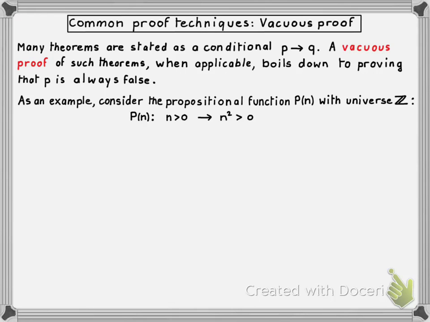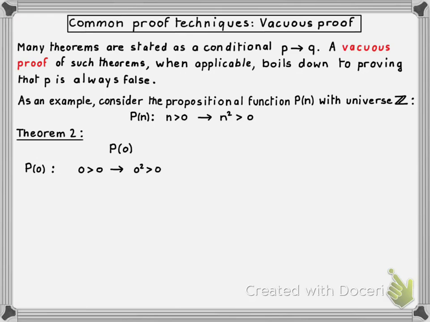Now we're not going to try to prove this propositional function, which, by the way, is not a theorem because it's not a proposition. Instead, the second theorem we're going to try to prove in this lecture is the proposition P of 0. So let's make sure we agree what P of 0 states. It says 0 is greater than 0 implies that 0 squared is greater than 0.